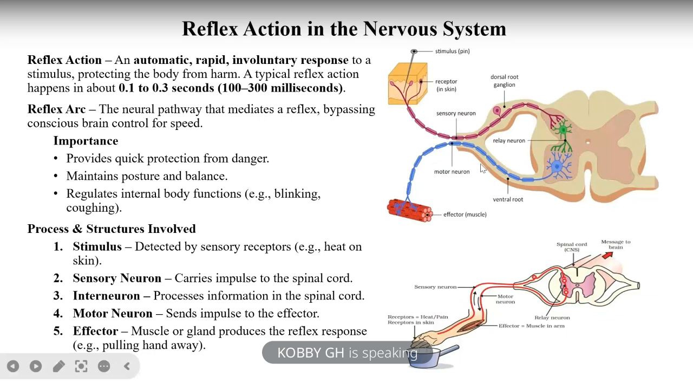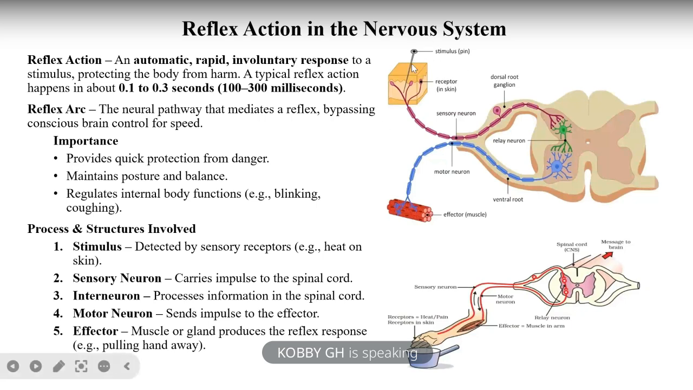Okay, so the motor neuron takes the response back to that part of your body for you to take an action. Either you are raising your hands, changing your position, or removing your leg from that hot object. That is what's happening. So in a typical reflex action, we have these structures.